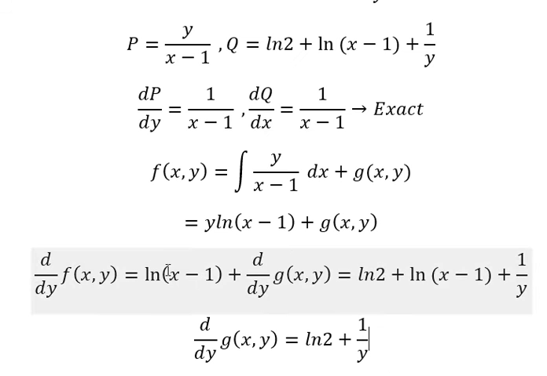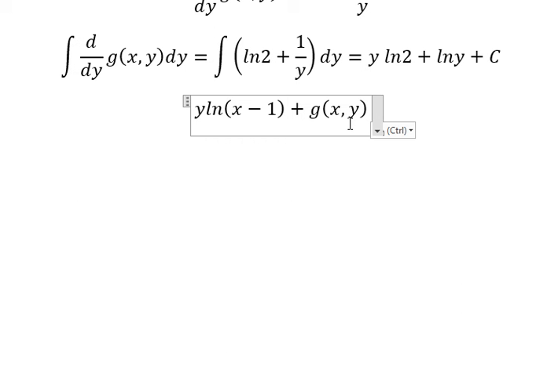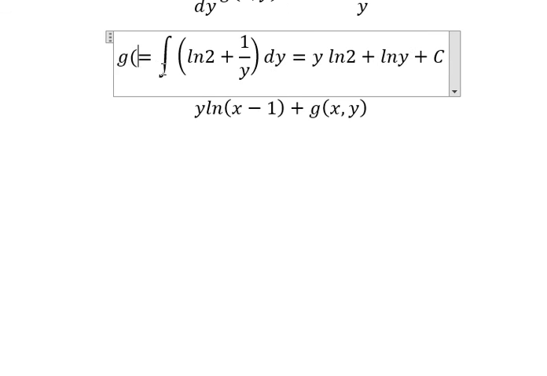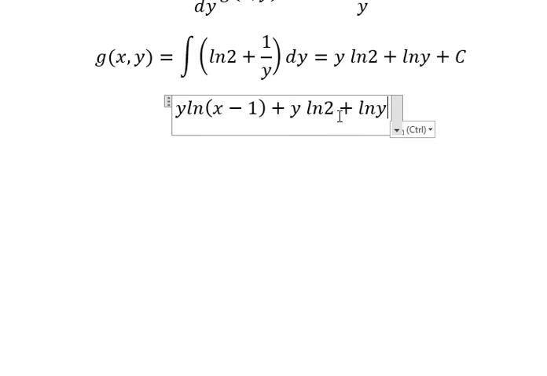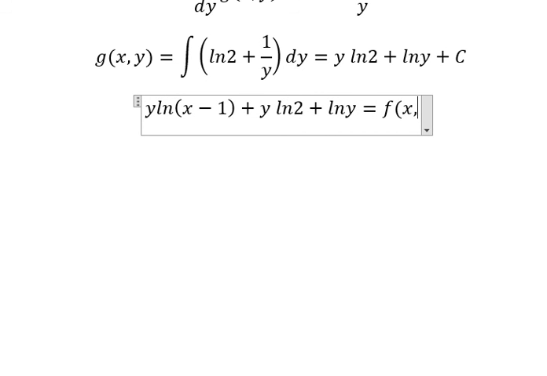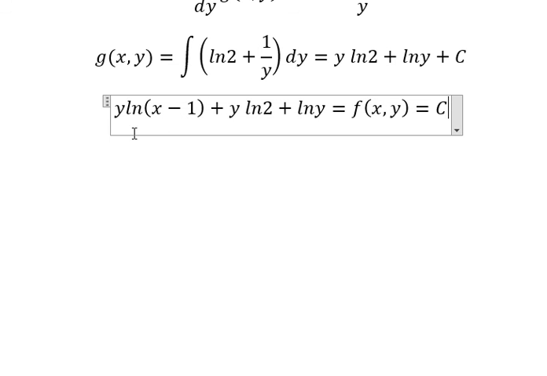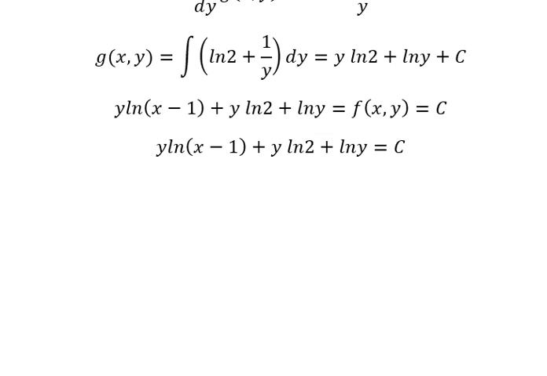Now we return back in here. We know that the integration of this one, you get g(x,y). So we need to change g(x,y) into this one. And we know that this one equals to f(x,y). f(x,y) equals c. That's the constant. So we can simplify, and we can put it like this. This is the end.